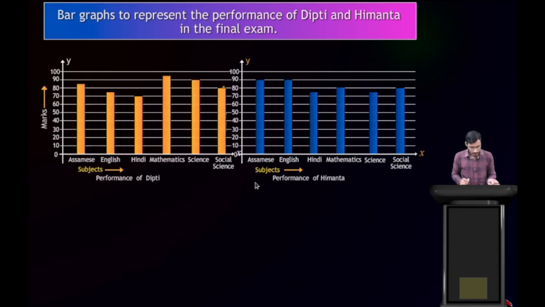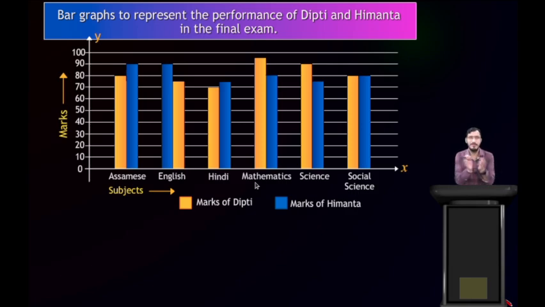Okay. Then when we compare both graphs like this, you can see a double bar graph here. Here are the marks of Dipti and the marks of Hemanta. And you can see different bars and different colors, yellow and blue.